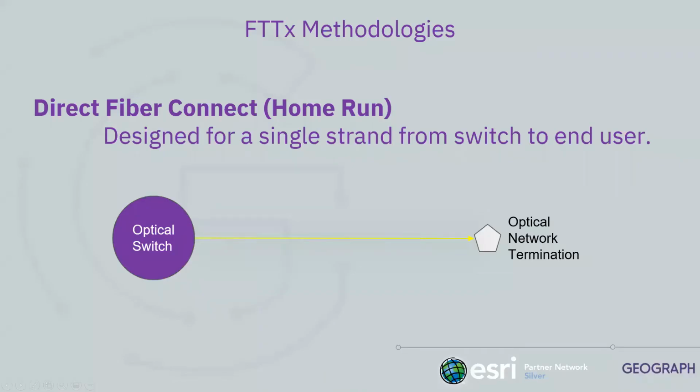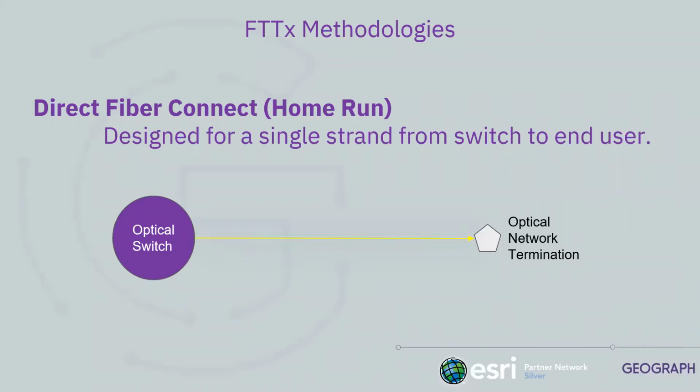So first of all, I just want to give a structural view of what the different architectures are, just so you understand this. First one we're going to talk about is direct fiber connect, or sometimes we call these home runs. Sometimes the NOC will call them active E.